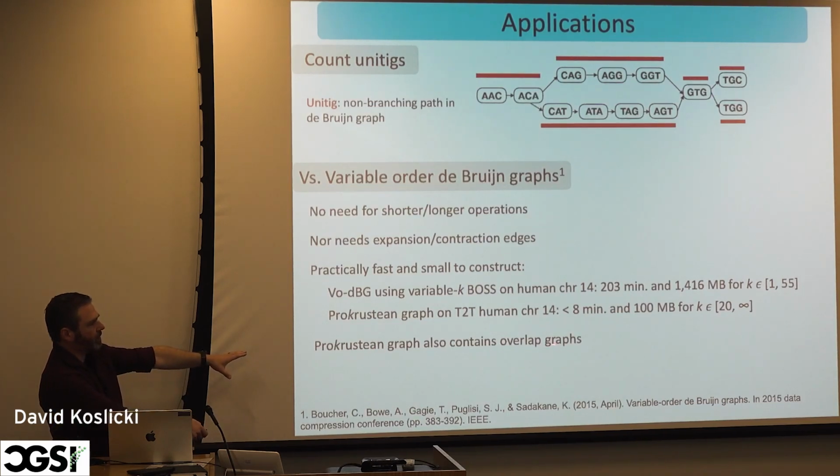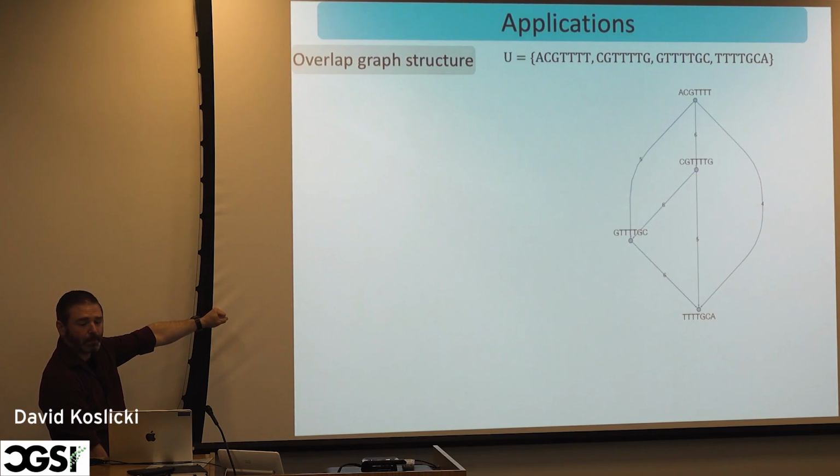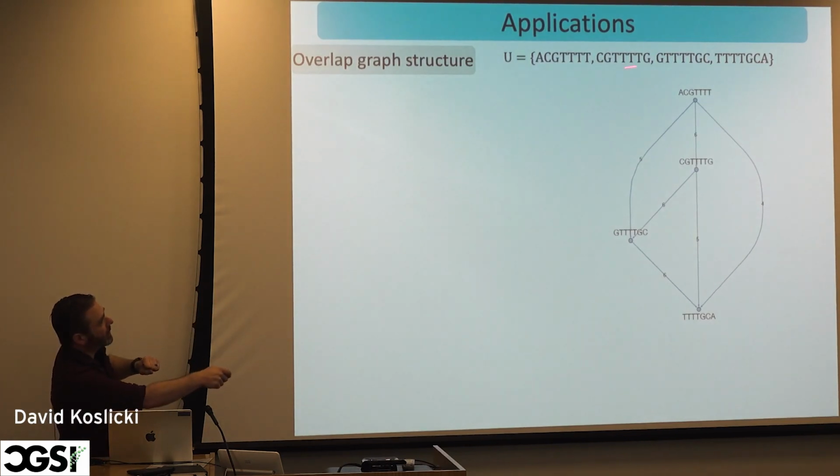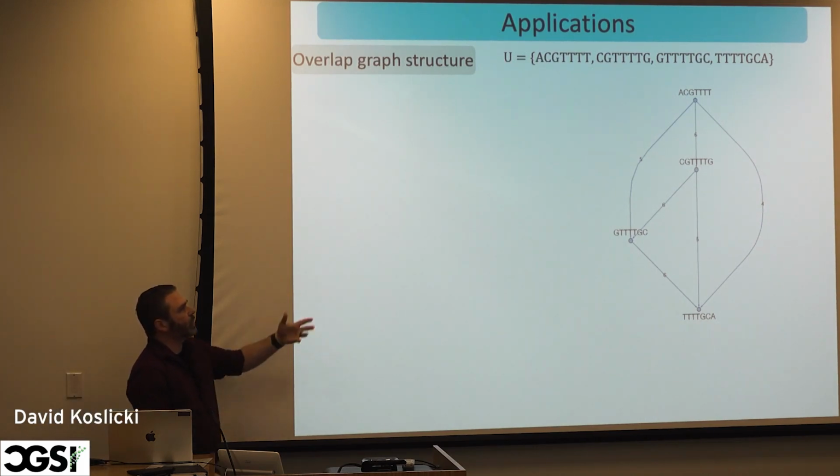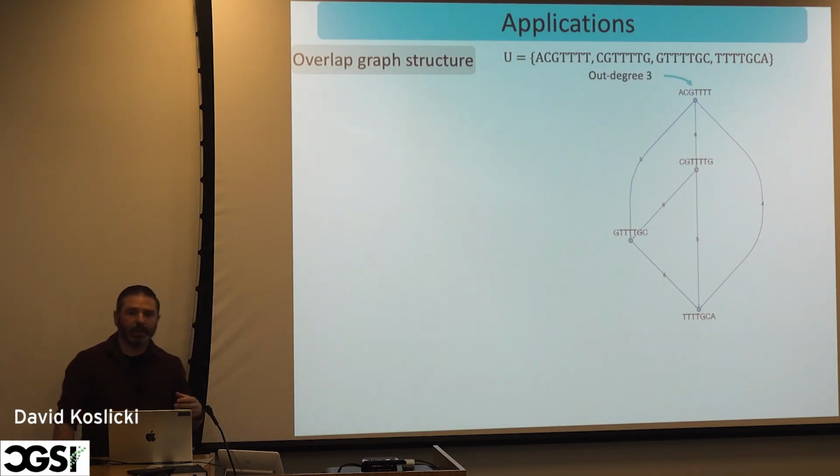Okay, but not just boring graphs. This Prokrustean graph also has overlap graphs. So consider this sequencing set. Here is the overlap graph. The numbers on the edges tell you how much the tail overlaps with the head of the sequences. Wow. Yes. If you're interested in some sort of structural property of this graph here, you might be looking at in degrees and out degrees of these.